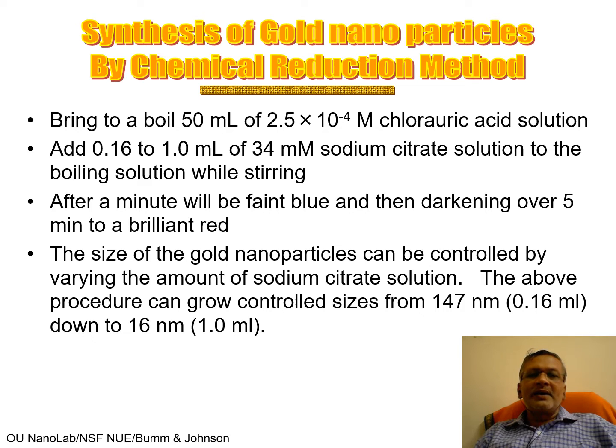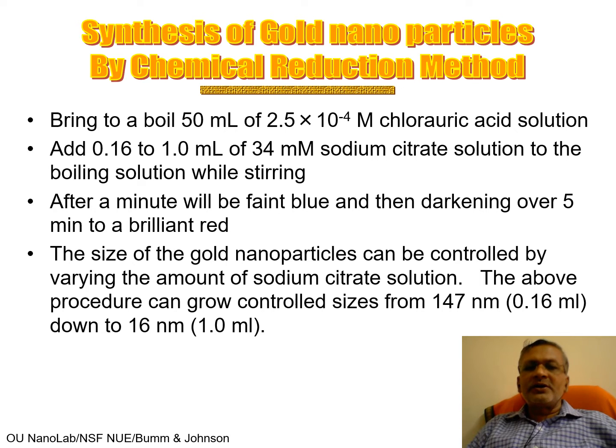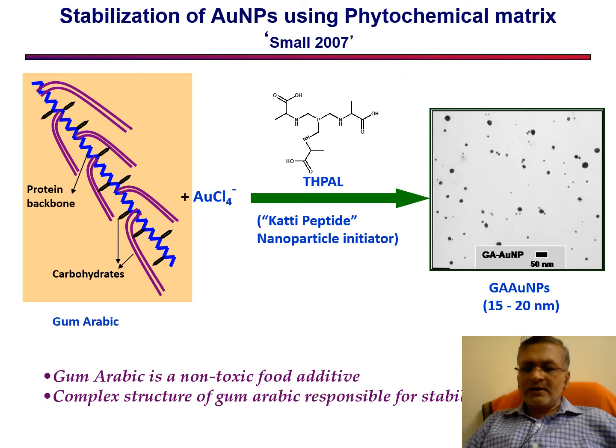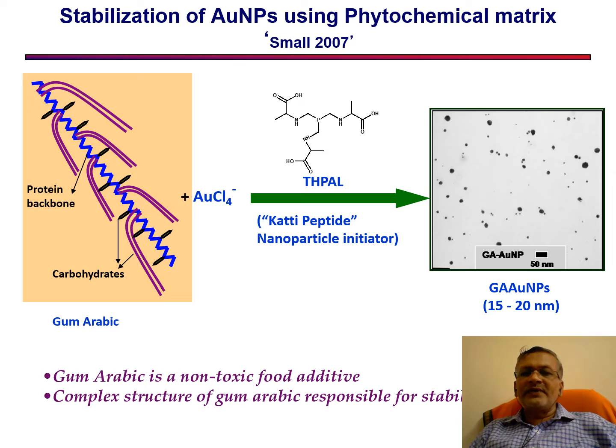Then continuous stirring takes place. After a minute it will be faint blue, then darkening over 5 minutes to become a brilliant red. The size of gold nanoparticles can be controlled by varying the amount of sodium citrate solution. The above procedure can be used to get controlled size of the nanoparticles.